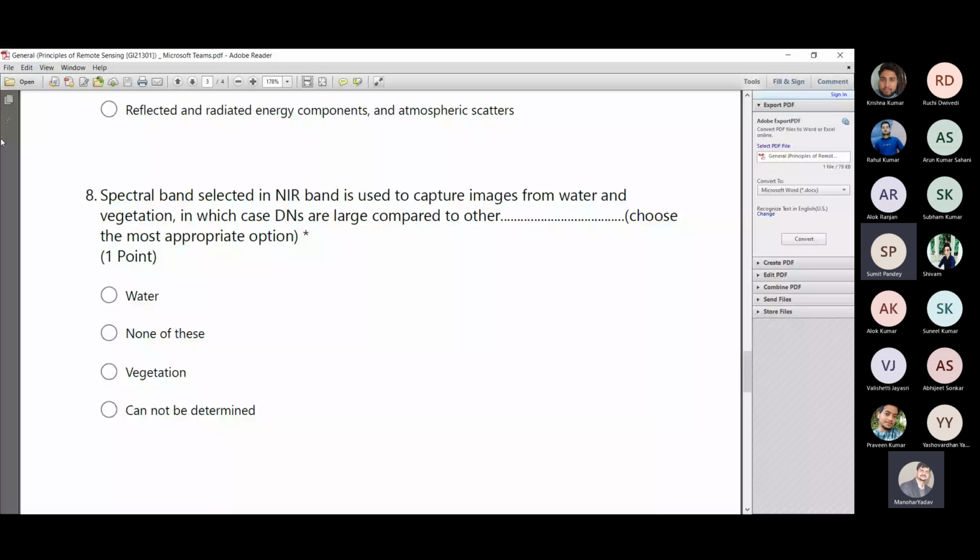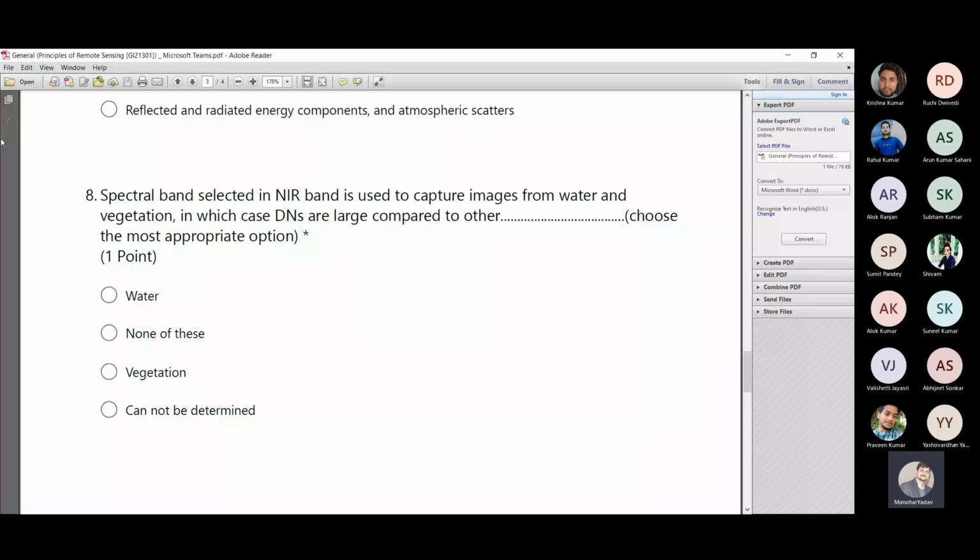Corresponding to DN230, the outgoing energy from the GRC will be highest. While in case of DN25, the outgoing energy will be lowest. Correct. Now we see the outgoing energy is comprised of how many components.